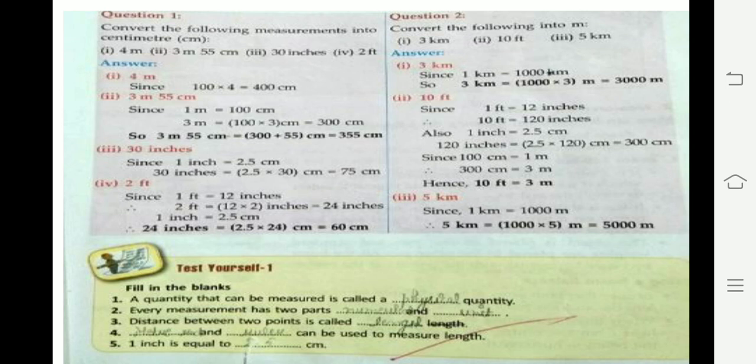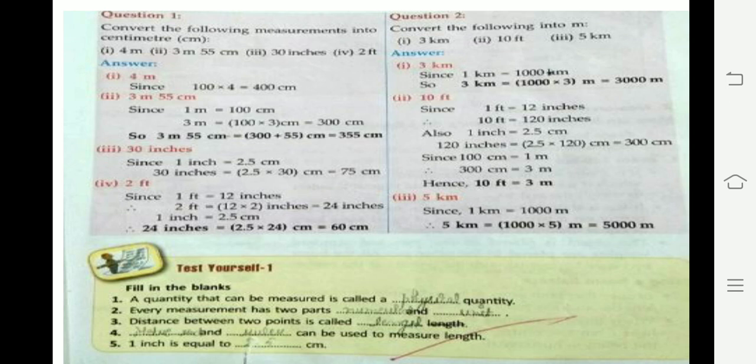The second question, convert the following into meter. So we know that first part, 3 kilometer, in 1 kilometer there are 1000 meter. So in 3 kilometer there are 3000 meter. 10 feet, convert into meter.